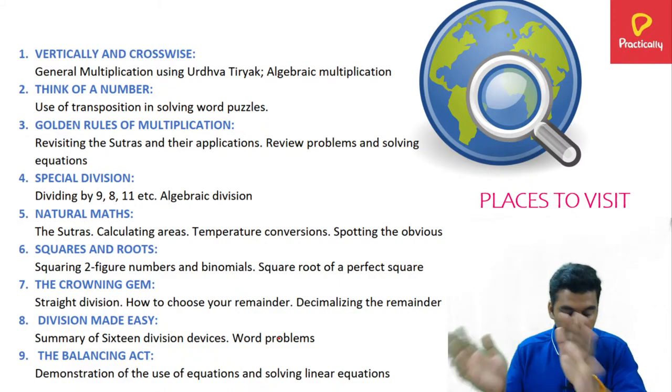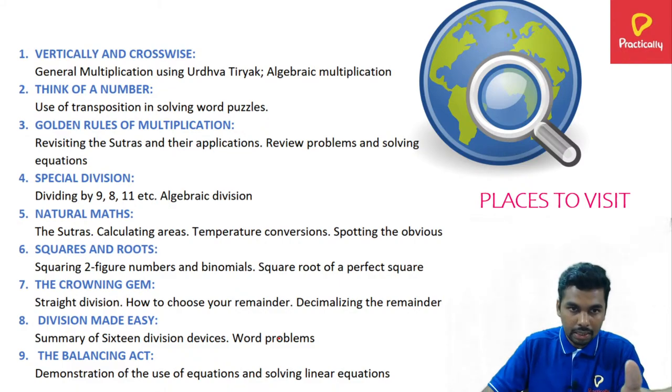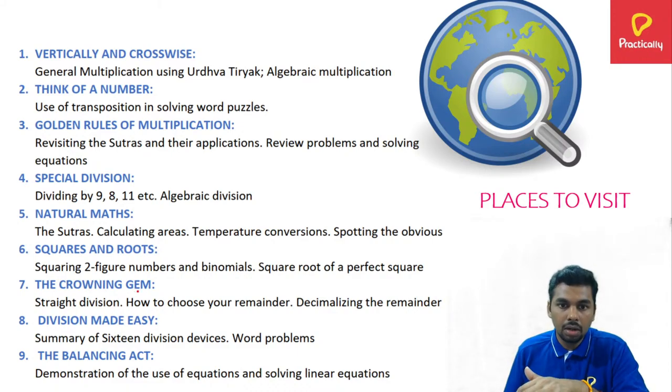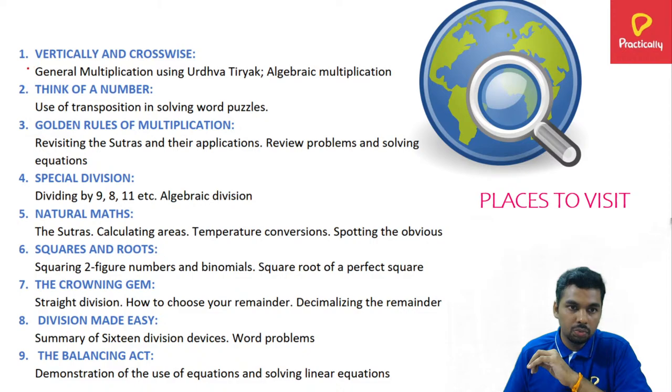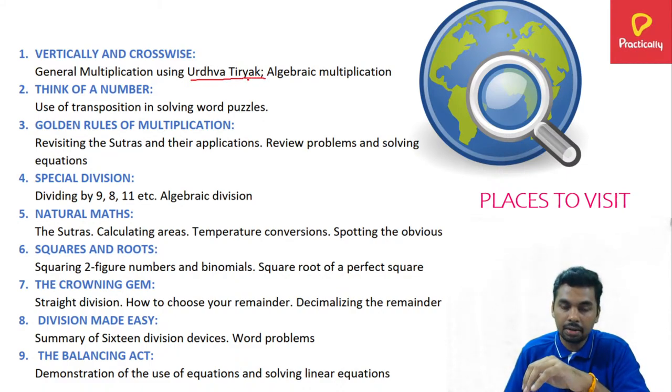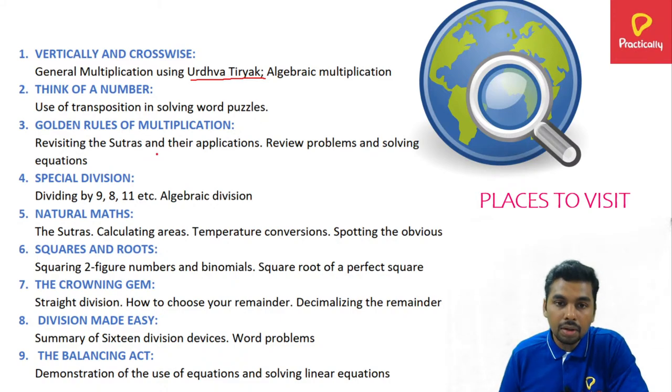All right. In the meantime, everybody can read through this slide. These are the set of 9 topics that we are going to deal with in this part 3 of Vedic Mathematics. First we'll start with vertically and crosswise. This is the first sutra that we are going to deal with in this course. It is also called Urdhva Tiryak, which is a Sanskrit name.